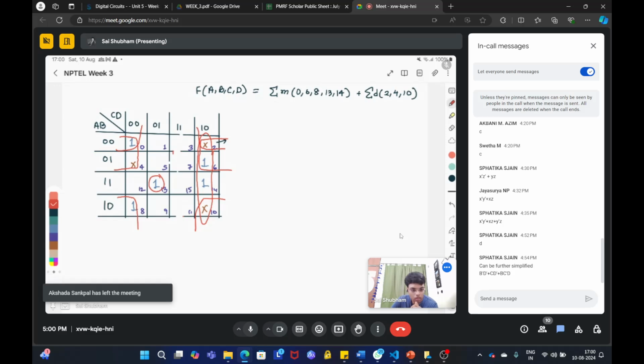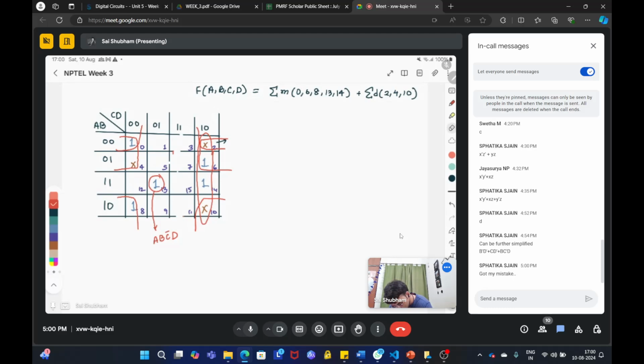Swatika, you have mentioned that there can be a term B C dash D, but the problem is that it is not possible because this term you can see here. This is A B C dash D, okay, and for B C dash D you need at least one more one. For example, at this place, if it were here, B C dash D would be possible. Fine.